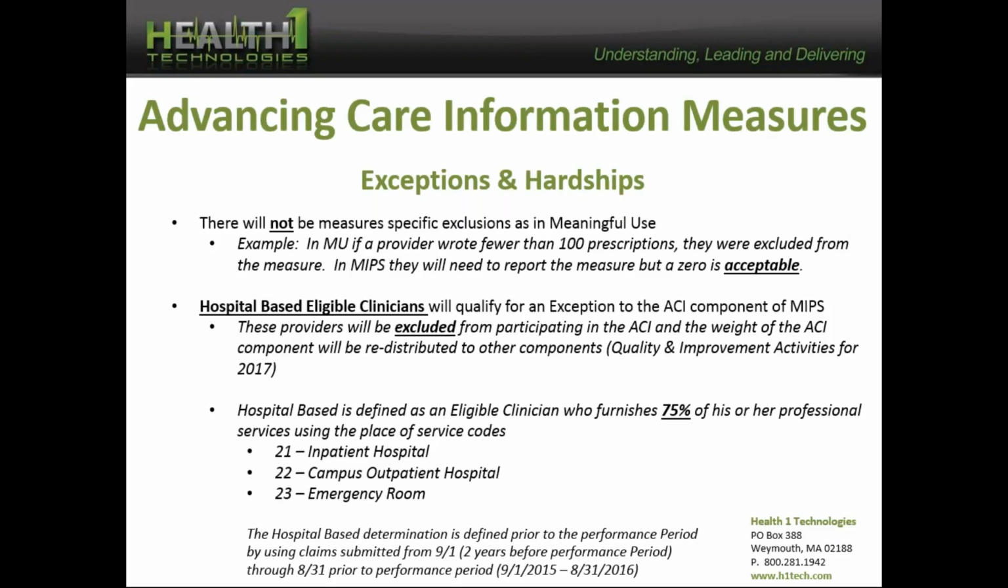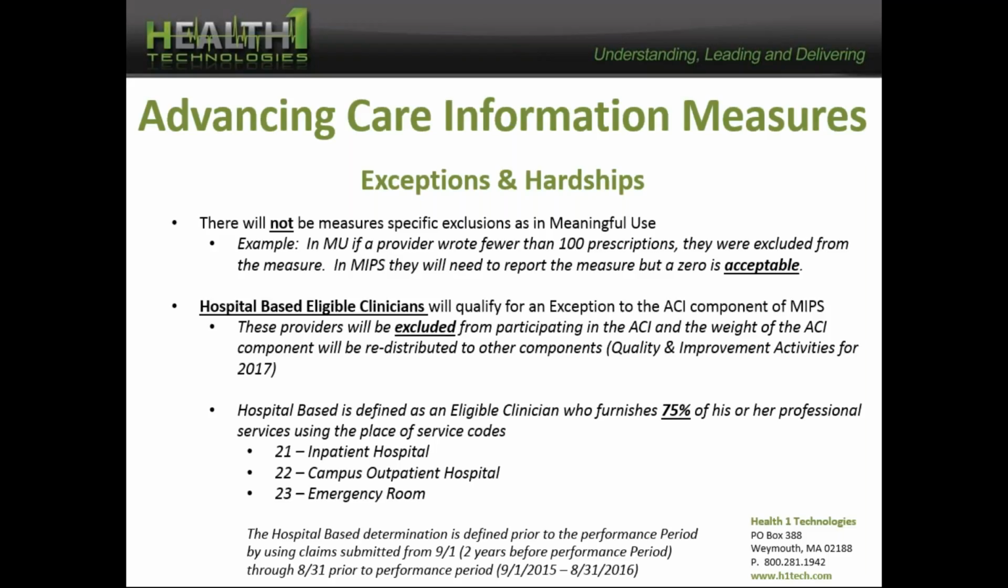A hospital-based clinician is defined as somebody who does 75% of their services either inpatient, emergency room, or a campus outpatient hospital. Those are based on the place of service codes that you use on your claims. What I understand CMS is going to do is use a reporting period prior to your performance period. I gave an example down here. For 2017, they're going to look at claims from September 1st, 2015 through August 31st, 2016.